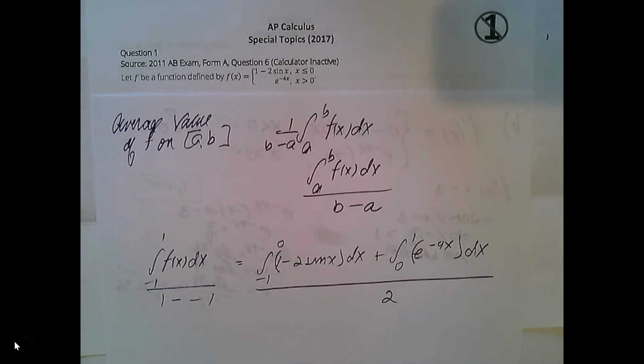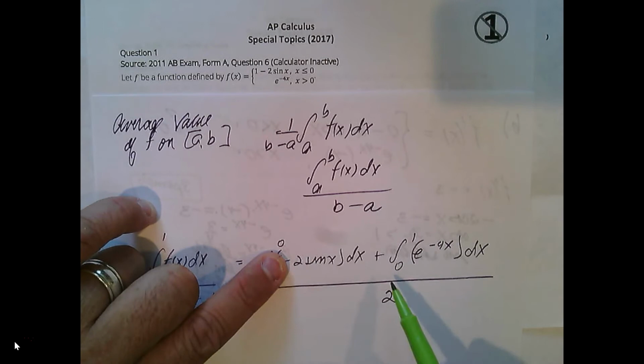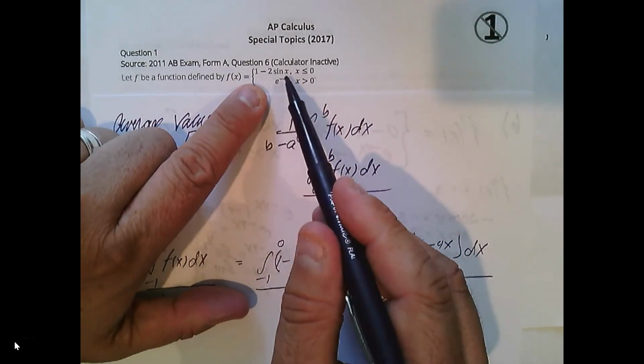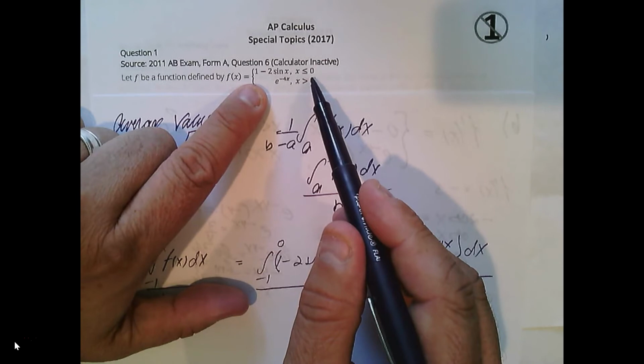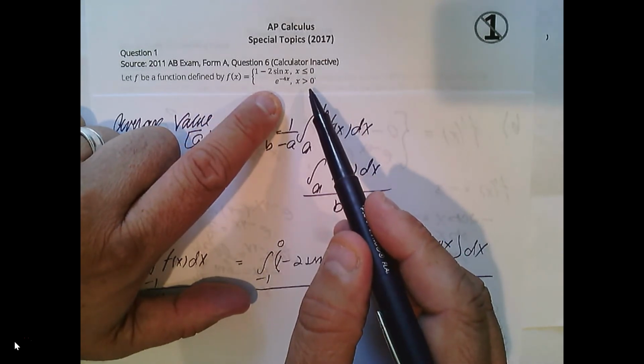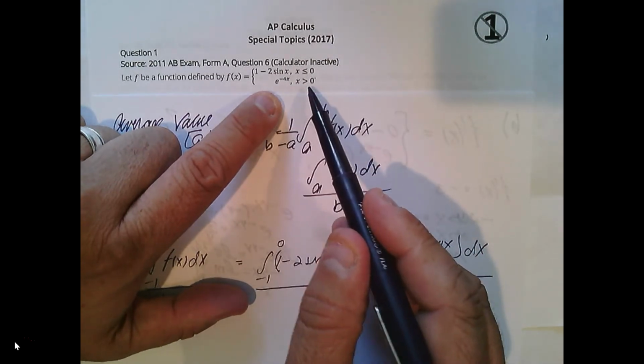Now, for those of you that are a little worried about x equals 0 being used as your upper limit here and the lower limit here, that's okay. Your graph is defined to be 1 minus 2 sine of x for x less than or equal to 0. We have continuity of the function at x equals 0, and then you've got e to the negative 4x picking up at x greater than 0.